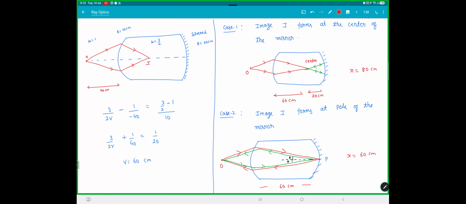All clear with this? But one thing happens. If the object has a size, the image gets inverted. Isn't it? The letters on the top are going bottom, bottom letters are going up. So you get an inverted image. But it's a point, so that's okay. Any doubts on this?